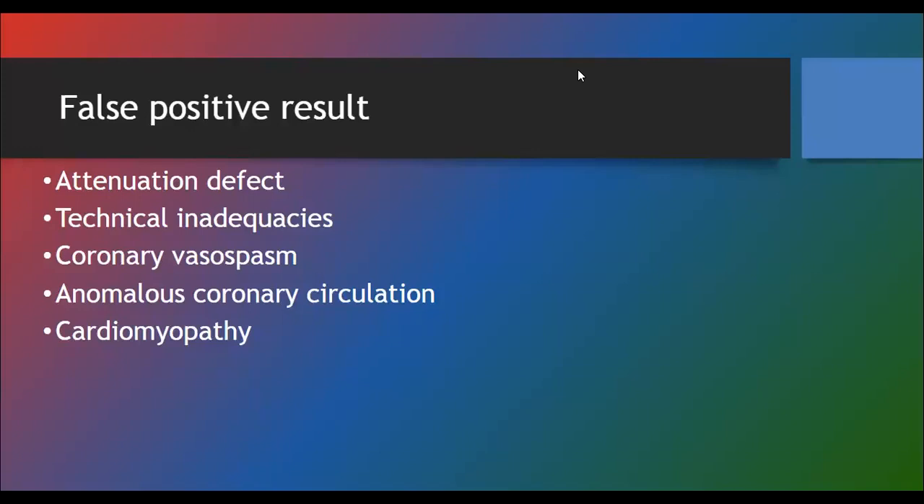Prone position is used to overcome the diaphragm effect, okay? But it will not distinguish whether it's a true defect or a false defect. The way we are going to detect this is to use gated imaging, which means using it with the ECG, and you are going to look at the wall motion abnormalities. If there is a defect and a wall motion abnormality as well, it means that it's a true defect. If there is a defect but no wall motion abnormality, it means it's a false defect.